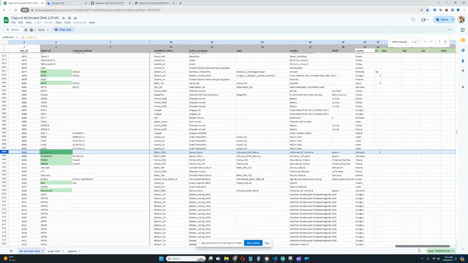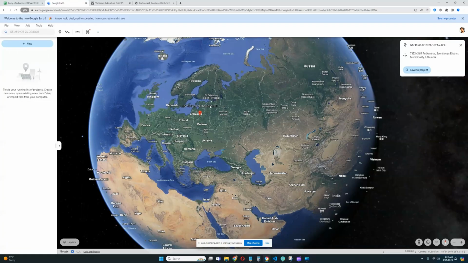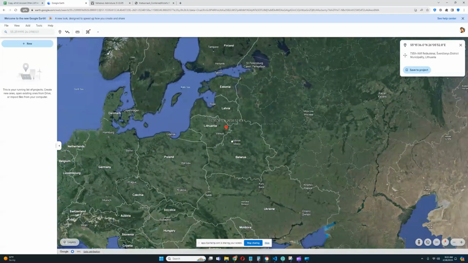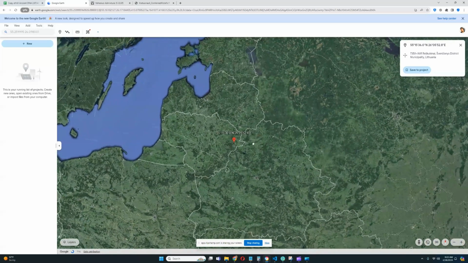So let's see, grave 4. Oh, it's actually from Lithuania. Interesting. So I said it's Latvia, but it's actually Lithuania. Let's show you the map where this individual is from. So this is the location where she was buried, right here in Lithuania.